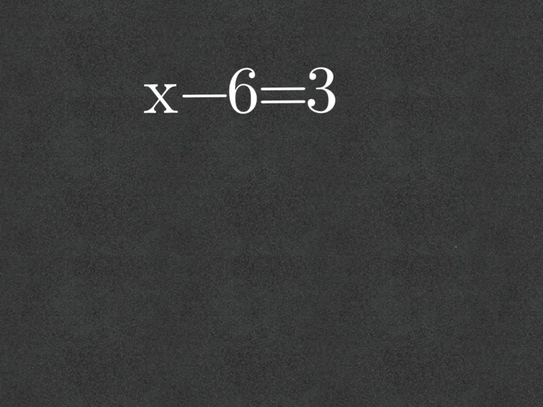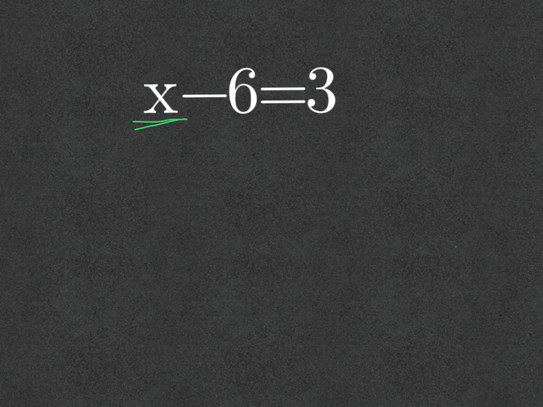Hey guys, I just want to do a quick video reviewing how to solve one-step equations using addition and subtraction. So anytime we see an equation, right here we're going to solve for x, we want to isolate the variable, okay? So right now x is our only variable, so that's what we want to isolate.